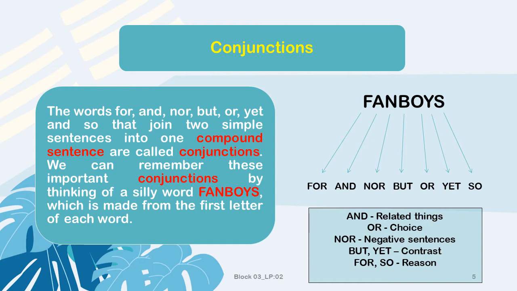Look at the picture. You can see the word and is used to join related things or is used to show choice, nor to connect two negative sentences, but and yet is used to show contrast. For and so is used to show reason.